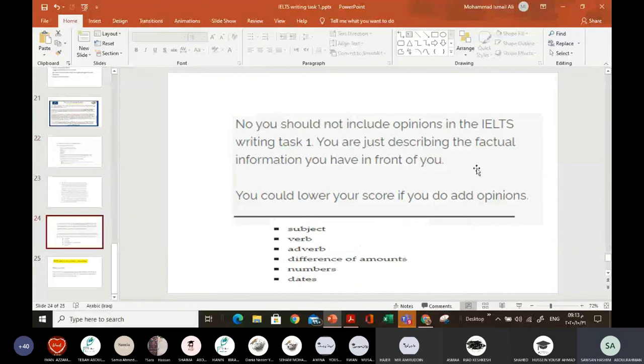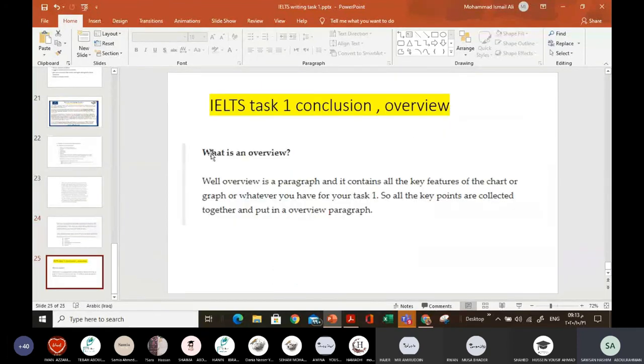Thank you. So here you should not include opinion, as I told you before, and you will lower your score if you add opinions. But what you should use is subject, verb, adverb, or different amounts, numbers, or dates. And here, this is the overview. This is the conclusion, girls. Well, overview is a paragraph. It contains all the key features of the chart. You are going to summarize all the chart. It is not a conclusion, it is called the overview paragraph.